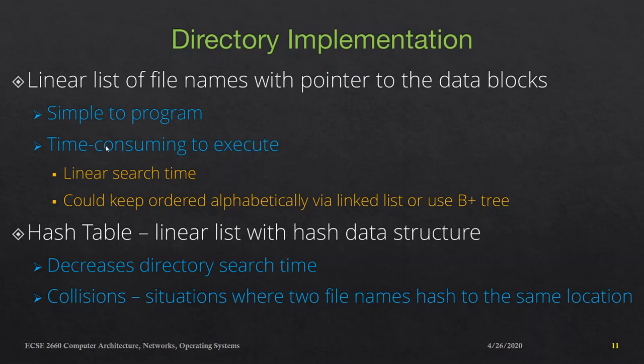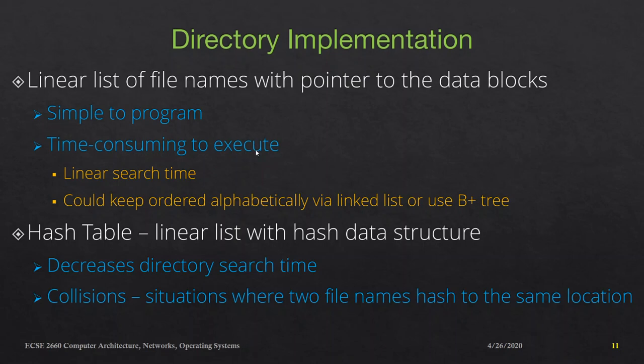However, the time consumed to search for a particular file name is going to be long because it's a linear search time. If you're trying to search for the first file in the list, it's going to be very fast, but the 50th file in the list is going to take you 50 times longer because it's arranged in the form of a linear list. So we could have algorithms that search to make our time or latency lower. We could keep an alphabetically ordered list via a linked list or a B plus tree.